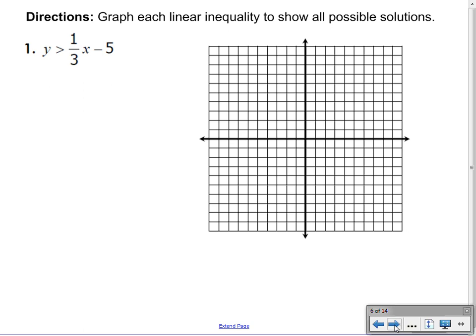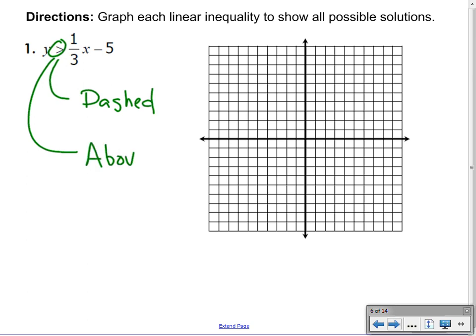So let's take a look at another example. For this one, we already have it in slope-intercept form. It's ready to graph. Now let's make a couple notes here for what this inequality symbol is going to tell me to do. If it's a greater than symbol, we know it should be a dashed line. We also know for a greater than symbol, we're going to shade above. So we'll keep that in mind as we graph here.